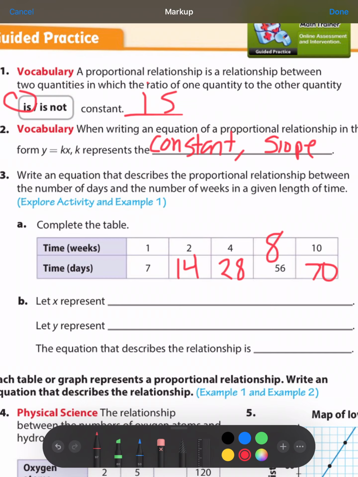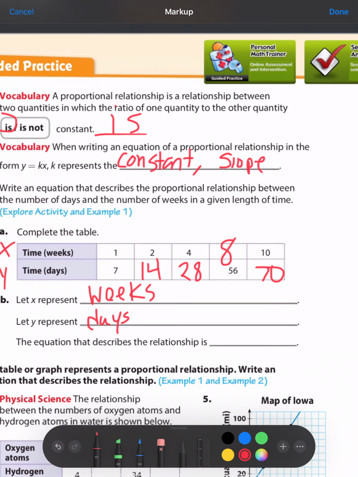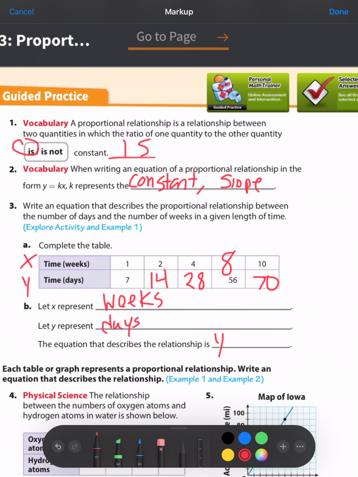Alright, so remember how we talked about x is always the top and y is the bottom here. So x is the weeks, and y is the days. The equation that describes the relationship is going to be y equals, remember we have to do our y over x, so 7 over 1x, or we can say this as 7x.